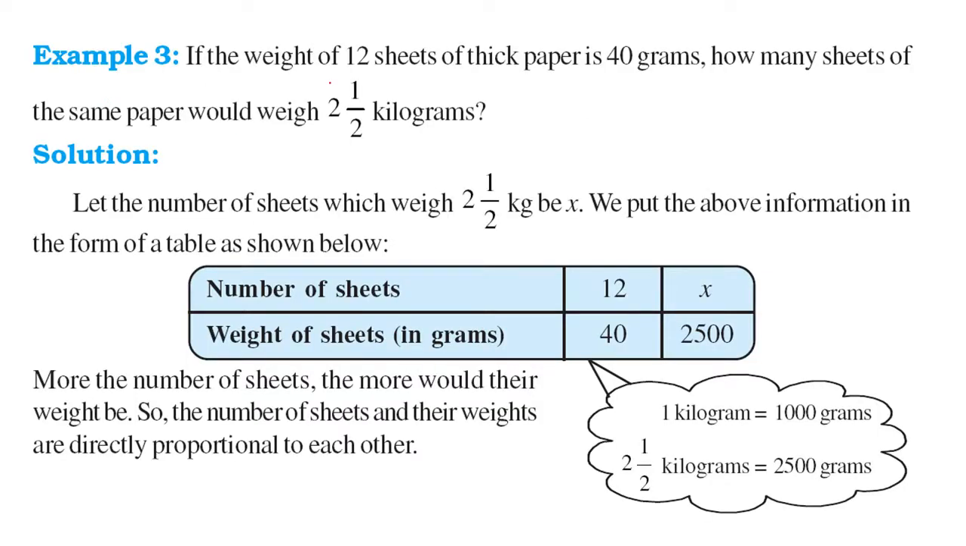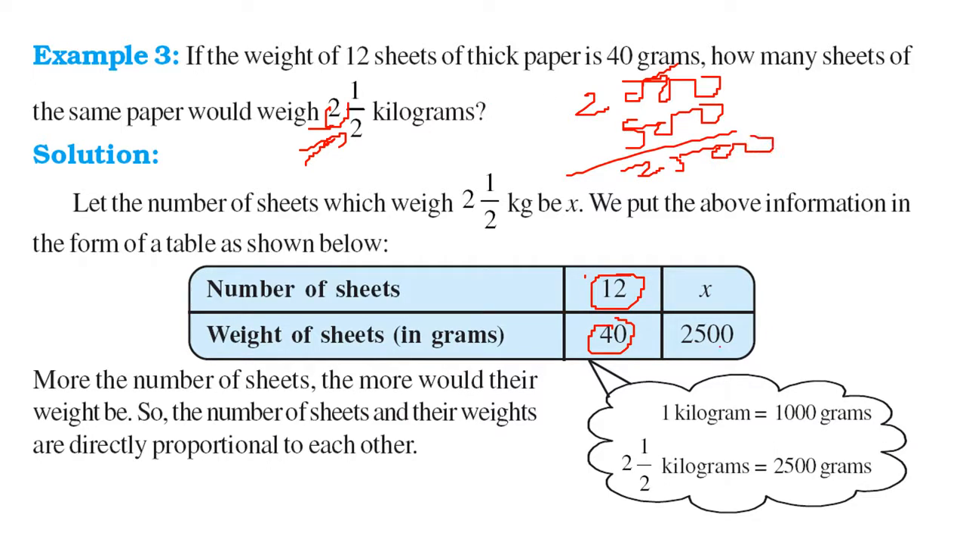Question 21: If the weight of 12 sheets of a thick paper is 40 grams, so the number of sheets is 12 and the weight is 40. How many sheets of the same paper would weigh 2.5 kg? 2.5 is in kg and the other is in grams, so you have to change this into grams. 2 kg is 2000 grams and half is 0.5, so that will be 500 grams. So this is equal to 2500 grams.